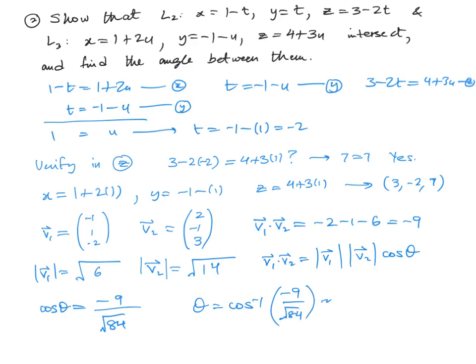And I get approximately 169.1. Now, it didn't say whether it wanted the acute angle or the obtuse angle. We know that there's also, in this case, 10.9 is the acute angle between the two lines, but it didn't specify, so this is acceptable.